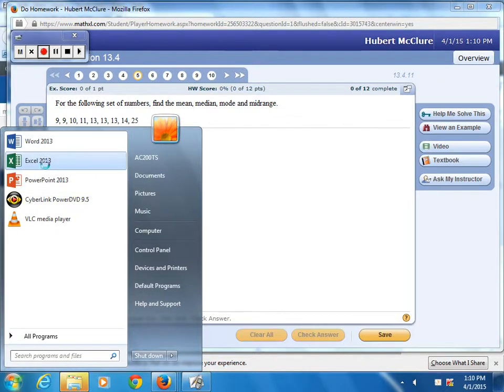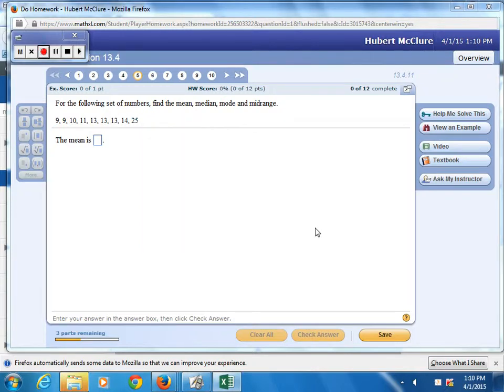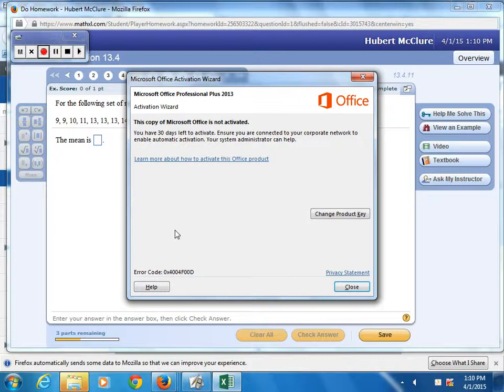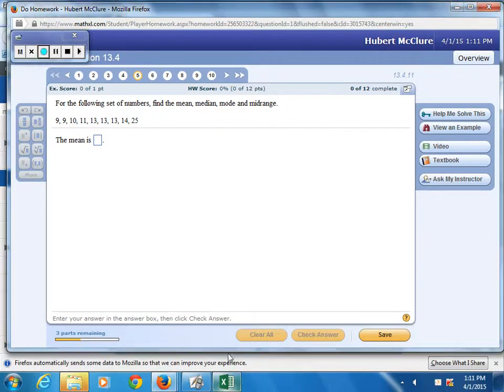So, pull up Excel. In some of these tables, you can actually copy and paste, and it'll paste it into Excel for you. But this one doesn't have that. What's wrong with this thing?